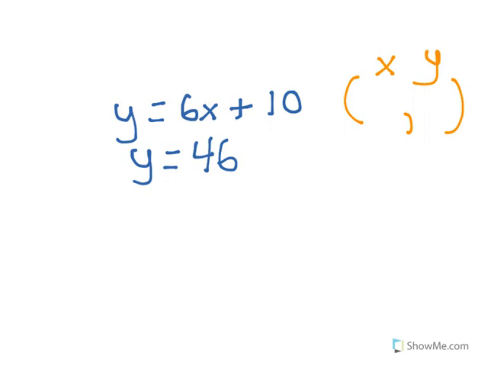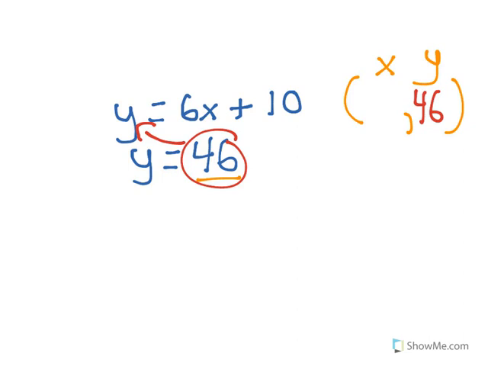And again, I'm going to be kind of lucky here. They tell me that y is 46. So I've got some of my answer already taken care of. Y is 46. Now I just have to figure out what x is. And again, we're going to use substitution. We're going to substitute 46 in for y. So in here, we're going to put 46 in for y because y is equal to 46.